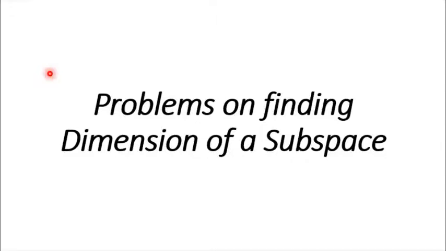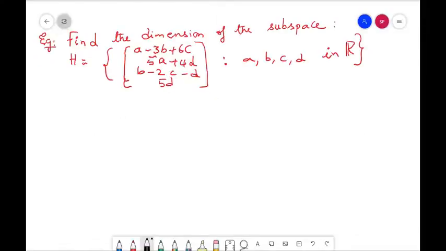Later we'll discuss the theory points. Find the dimension of the subspace. H is equal to the set containing vectors of the form (a minus 3b plus 6c, 5a plus 4d, b minus 2c minus d, 5d) such that a, b, c, d are in R. What do we mean by the dimension of the subspace? Dimension of a subspace is equal to the number of vectors in its basis.